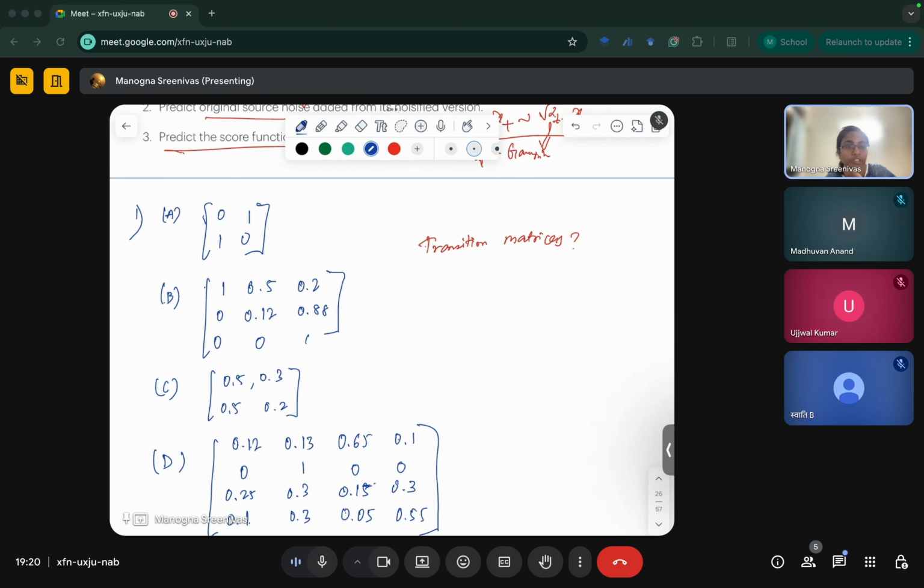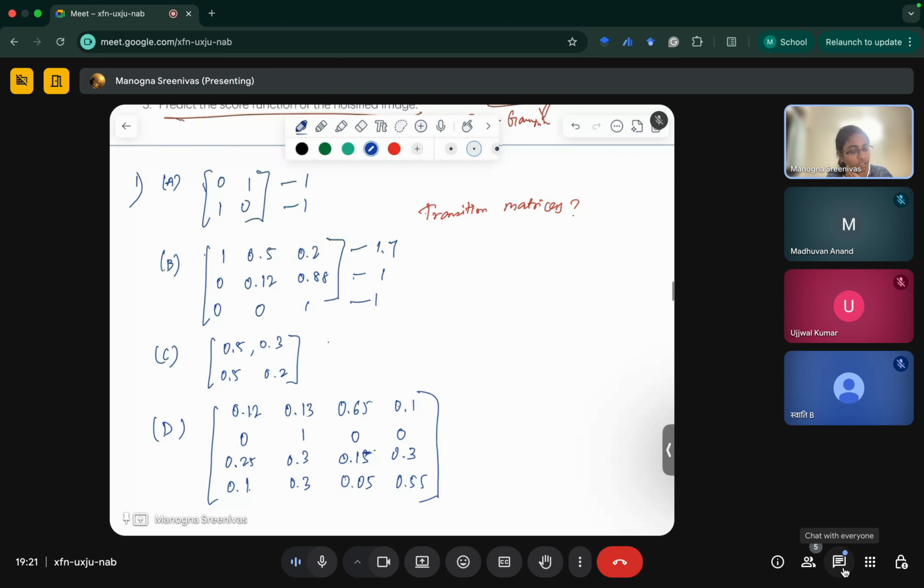So which of these could qualify? A and D, right. Here this sums to 1, this sums to 1. And here what do we have? 1.5, 1.7. And here this sums to 1, this sums to 1, but the first one doesn't sum, so it's not. Here this sums to 1, 0.8, and this sums to 0.7. So this is not possible. Okay, so this sums to 1.6. So A and D qualify to be transition matrices.